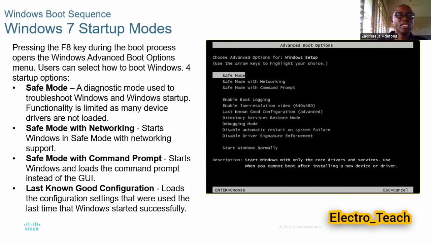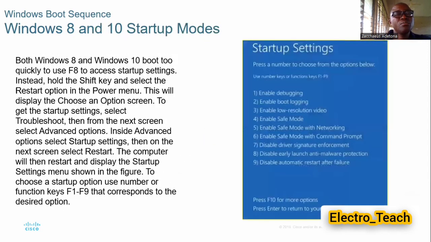With the F8 key, we make these options available. But Windows 10 and Windows 8 are faster in booting, so pressing the F8 key will not make all the functionalities available. Instead of pressing the F8 key, the startup modes in Windows 8 and Windows 10 can be accessed by pressing some special keys. This procedure can be followed.